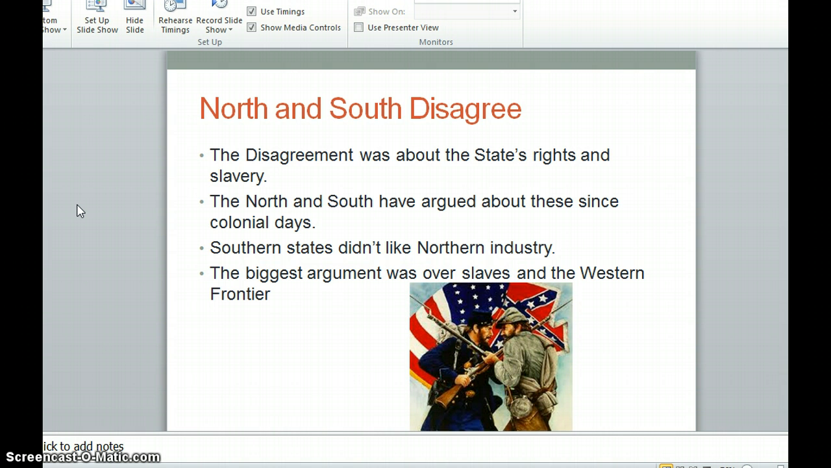The North and the South disagree. The disagreement was about states' rights and slavery. The North and the South have argued about these since colonial days. Southern states didn't like Northern industry, and the biggest argument was over slaves in the Western frontier. The reason that the Southern states didn't like the Northern industry is they felt that the North was taking advantage of them by forcing them to buy goods from their industries.